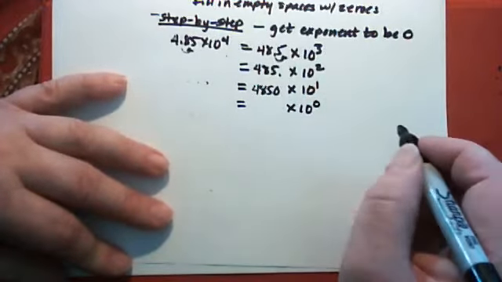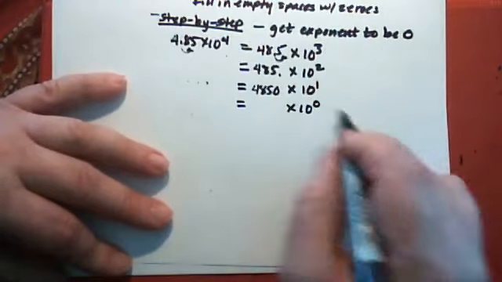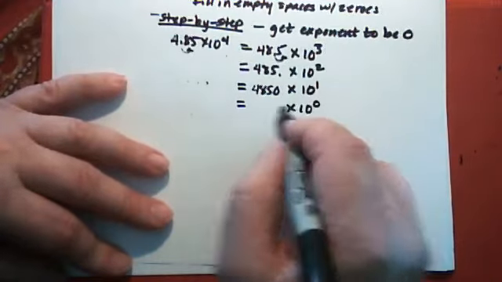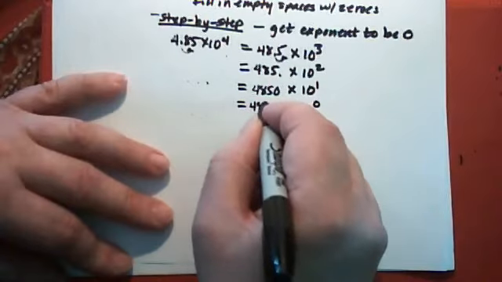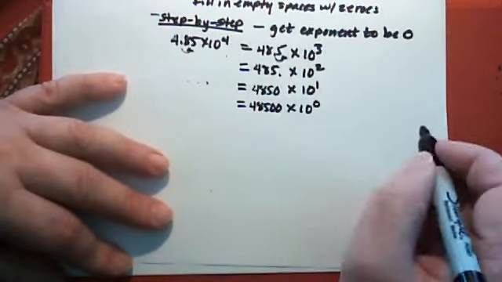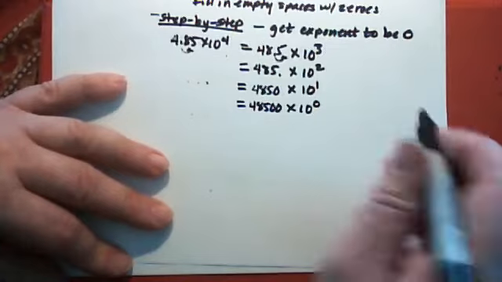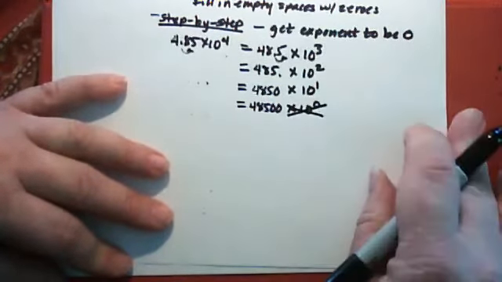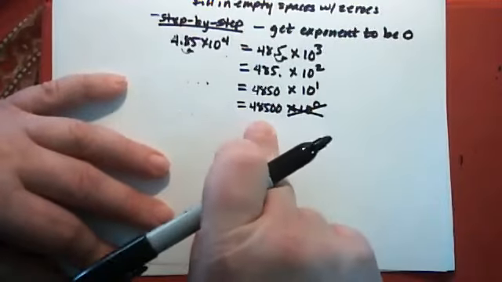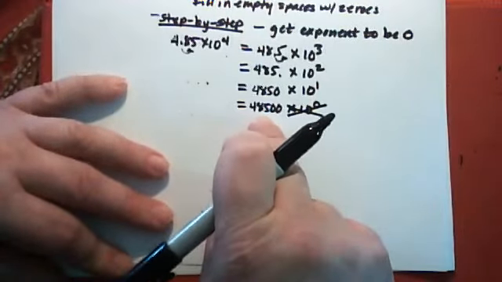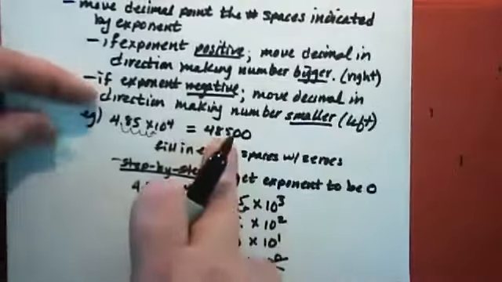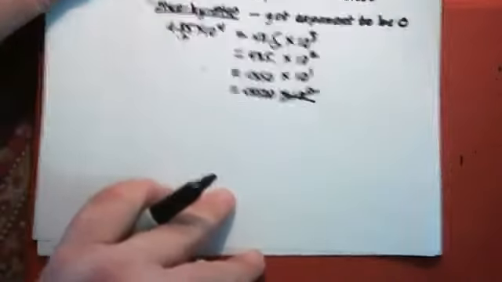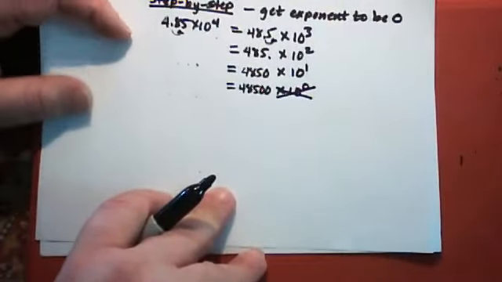One more step will get it down to being 10 to the 0. Since the exponent got smaller again, the first part of the number has to get bigger. So 48,500 times 10 to the 0, you can drop the 10 to the 0 because it's just 1, and you end up with 48,500, which is what we got up above here. So it leads to the same result.